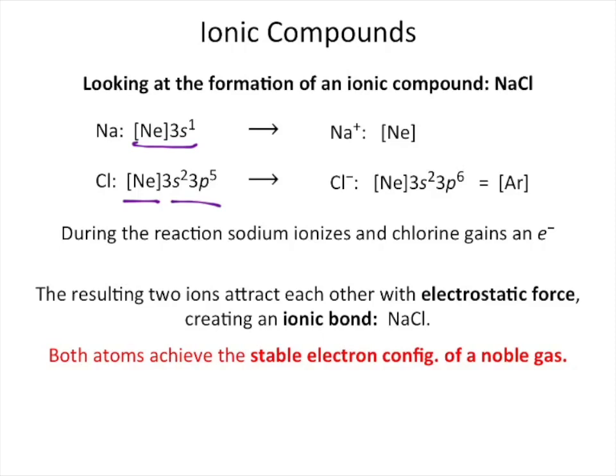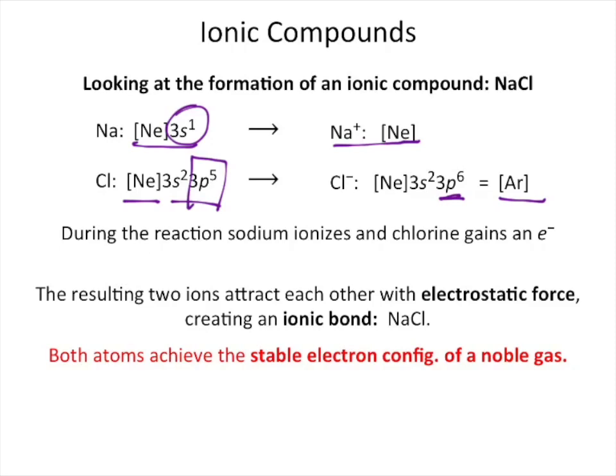So this 3s electron in sodium is very reactive because once it disappears, then sodium has the stable electron configuration of a noble gas. And then this 3p5 is also very reactive because it just needs to add 1 more electron to get to 3p6 to have the stable electron configuration of a noble gas. This reaction is very likely to happen because it makes both these elements much happier, if you can characterize elements as being happy or sad.